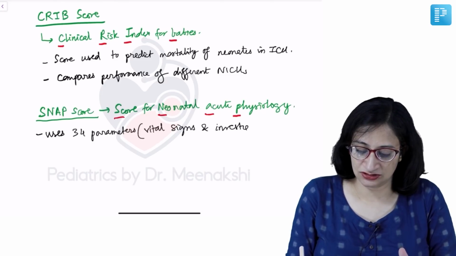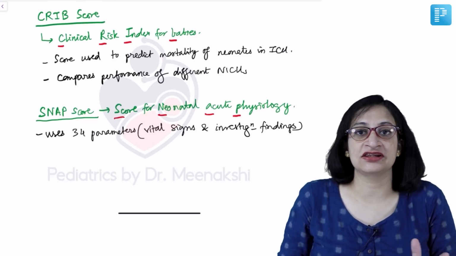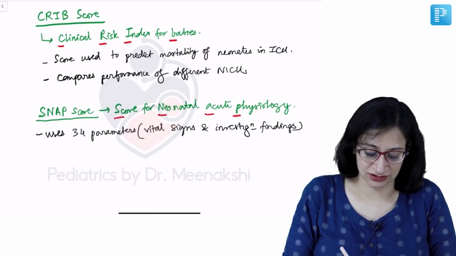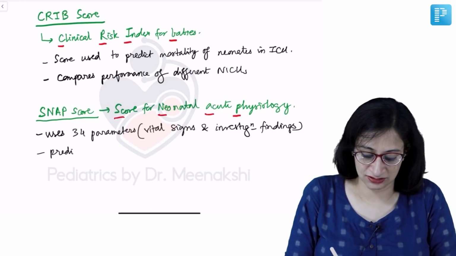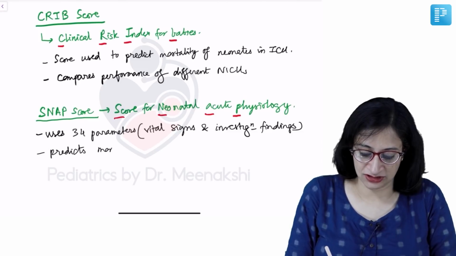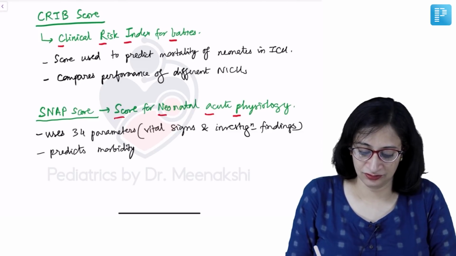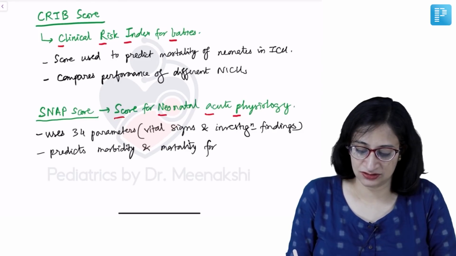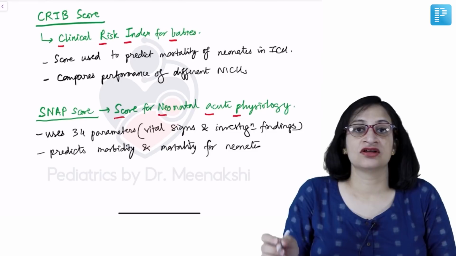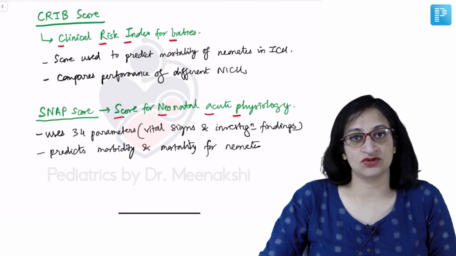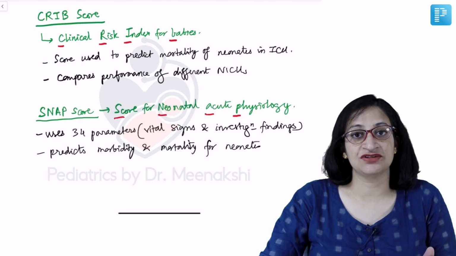And it predicts mortality and morbidity for sick neonates. Okay, so these are some important scores in neonatology. Apart from that, of course, you have the expanded new Apgar score, which we have discussed in detail in the section on preterm neonates. Okay.